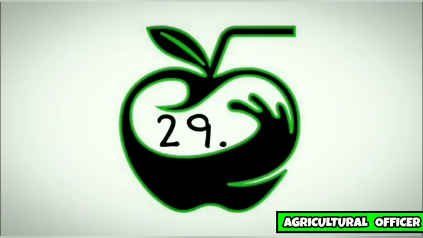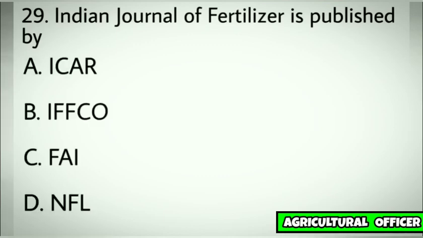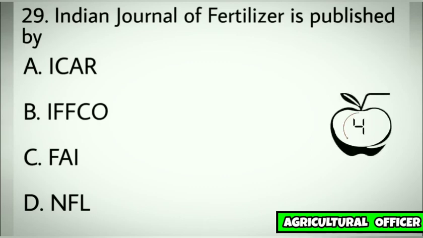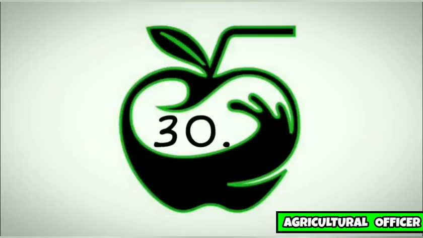Question number 29. Indian Journal of Fertilizer is published by options A. ICAR, B. IFCO, C. FAI, D. NFL. Correct answer C. FAI. Question number 30.